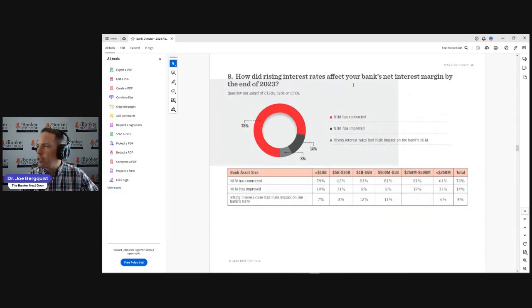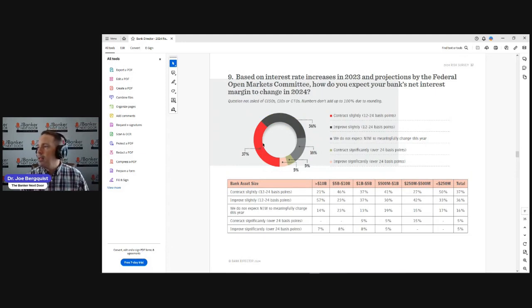How did rising interest rates affect your bank's net interest margin by the end of 2023? Net interest margin has contracted, 68%. I think it was in one of my banking update episodes a couple of weeks ago, I shared the fourth quarter results for 2023. And obviously, net interest profitability really took a hit at most banks across the United States in the fourth quarter of last year.